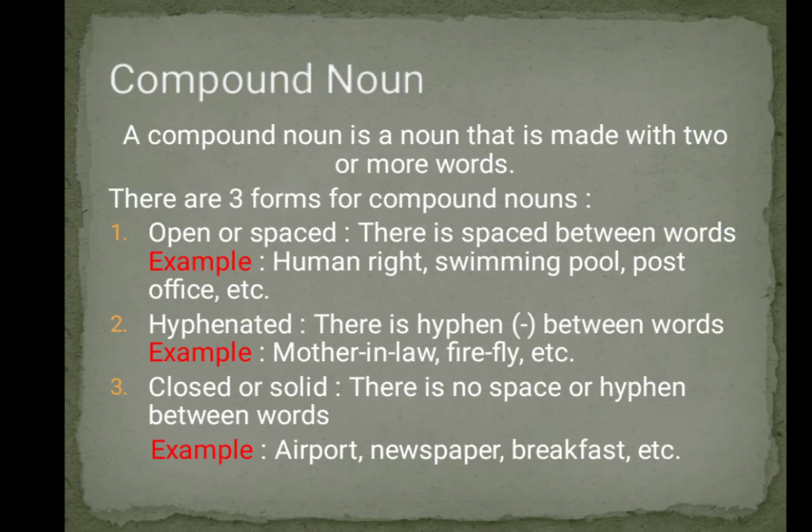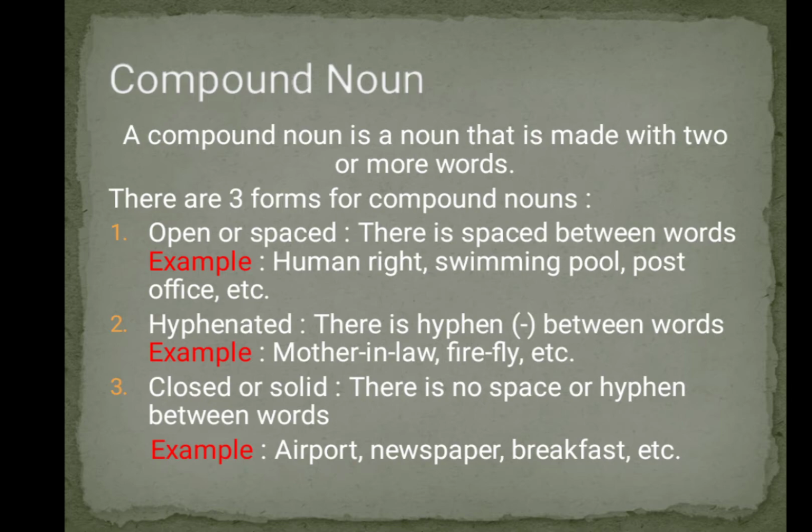The second material is about compound noun. Compound noun is a noun that is made with 2 or more words. There are 3 forms for compound noun. The first is open or spaced. There is space between words. For example, human right, swimming pool, post office, and etc.